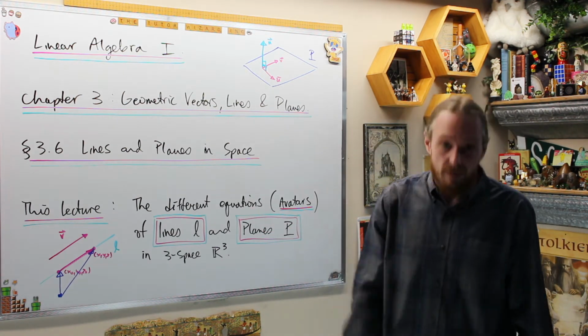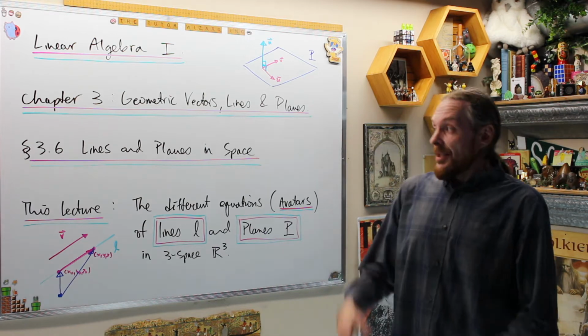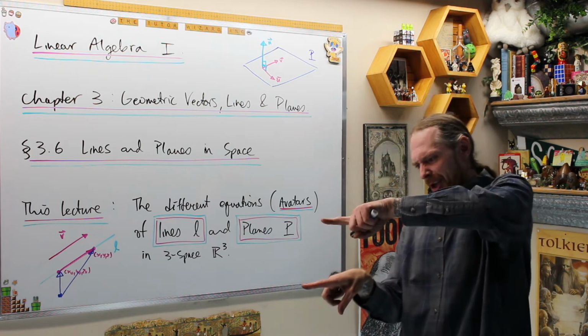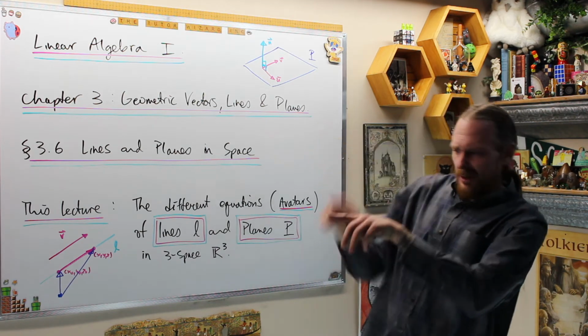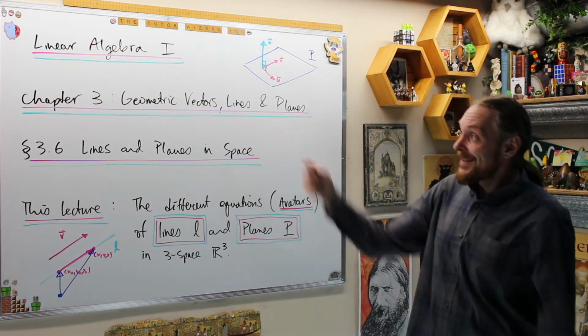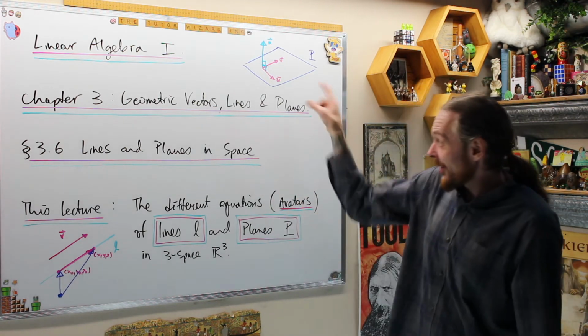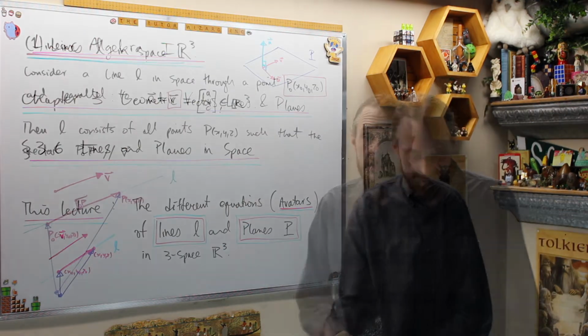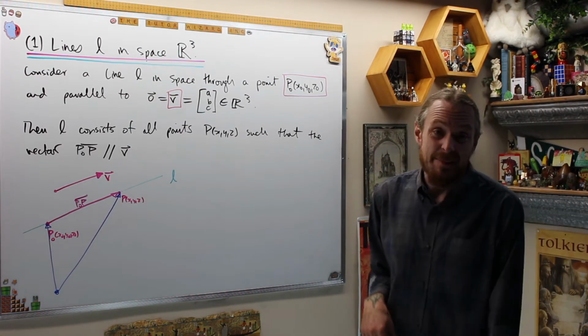In the next video, we're going to start interacting them and looking at properties of when these lines are parallel and when they are perpendicular, and when a plane and a line are parallel and perpendicular, and we'll start interacting with the objects. This lecture is just going to deal with what the objects are, lines and planes in space. Let's do it. Alright, first of all, lines in space.